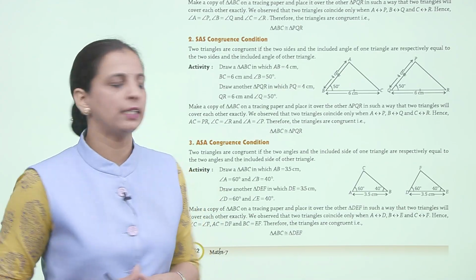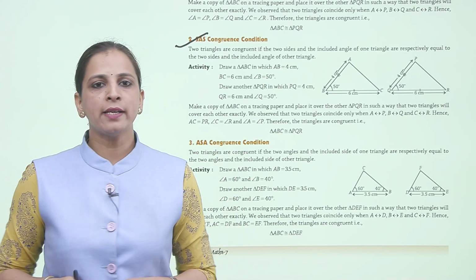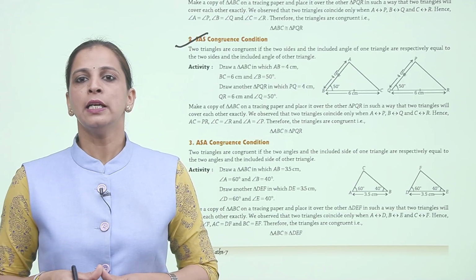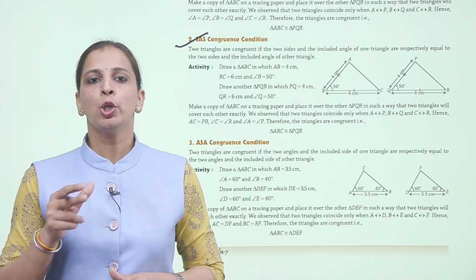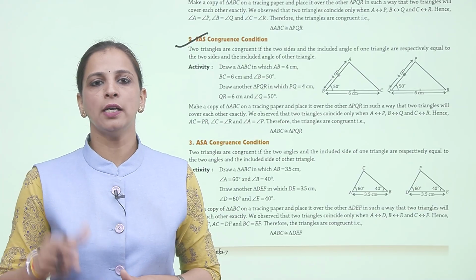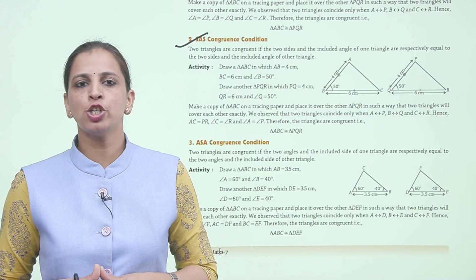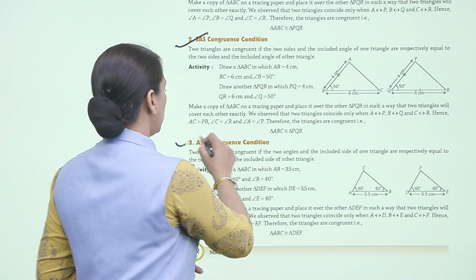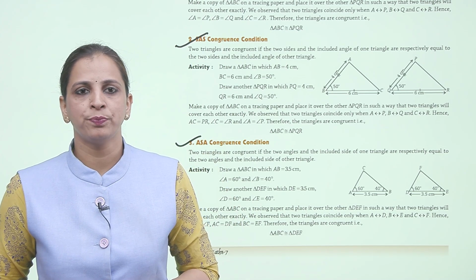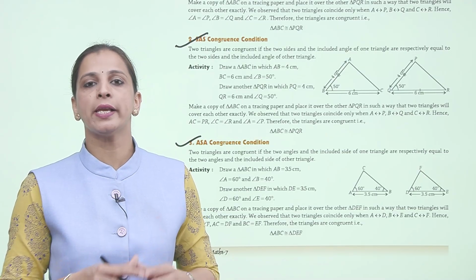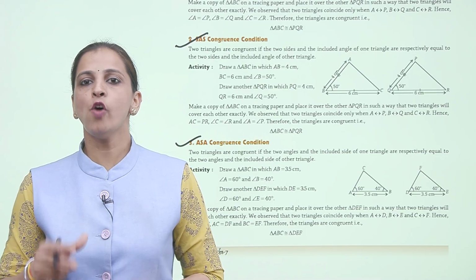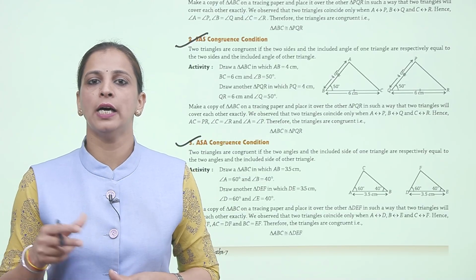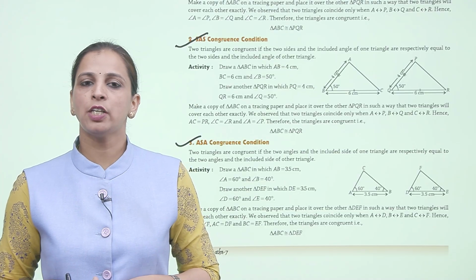Now, second, side angle side congruence condition. Two triangles are congruent if the two sides and the included angle of one triangle are respectively equal to the two sides and the included angle of the other. तो सेम कॉन्ग्रुएंट कंडीशन को फुलफिल करने के लिए एक्टिविटी आप खुद परफॉर्म करेंगे. Now next, third is angle side angle congruence condition. Two triangles are congruent if the two angles and the included side of one triangle are respectively equal to the two angles and the included side of the other triangle. तो सेम एक्टिविटी आप खुद परफॉर्म करेंगे.